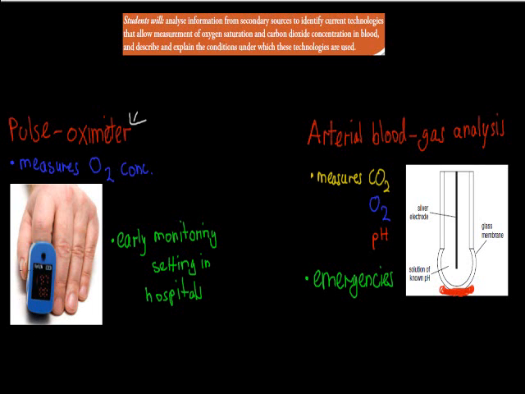If it's blue, then it means you have low oxygen levels. If it's red, that means you're full of oxygen. That's good. And so that's what it does. This pulse oximeter measures oxygen concentration. And it's used in early monitoring settings in hospitals. So if you go in a hospital and you have an operation, they will usually give you one of those clips afterwards to constantly check on you. So just to check on you.